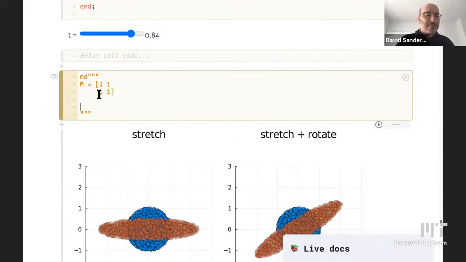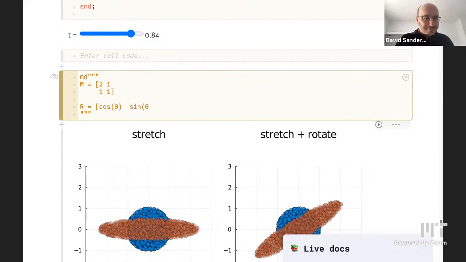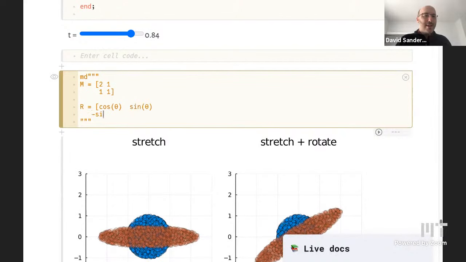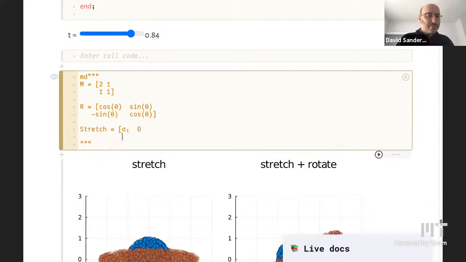And so what do the rotation matrices look like in 2 dimensions? It's just cos of some angle theta, and then sine of the same angle, and then minus sine of theta and cos of theta. That's what the rotation looks like, and then the stretch looks like some sigma 1 and 0 and sigma 2.